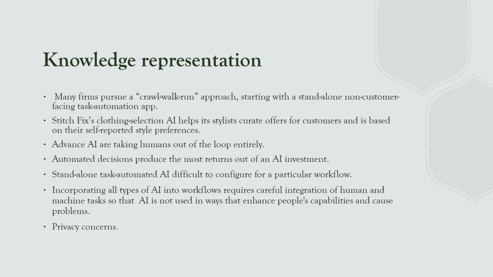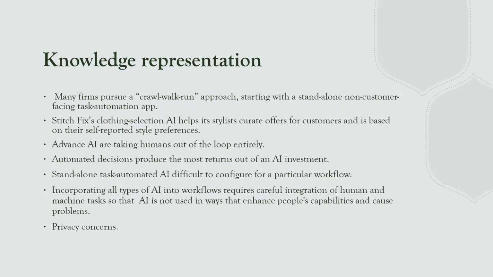Now, many firms pursue a crawl, walk, run approach. They start off with a standalone, non-customer-facing task automation app. A good example of that would be Stitch Fix's clothing selection AI, which helps its stylists curate offers for customers and is based on their self-reported style preferences, the items they keep and return, and their feedback.